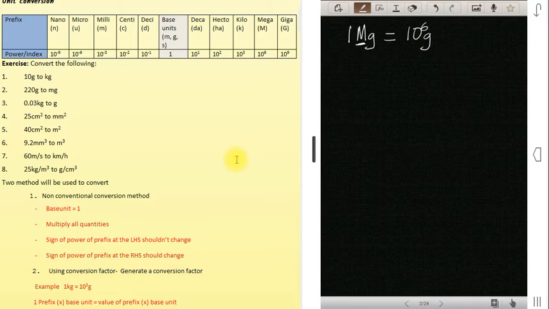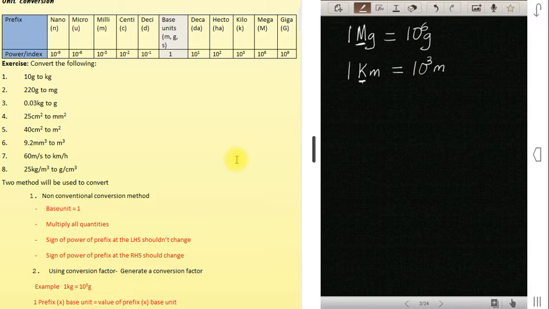If you want to convert from kilometer to meter, for instance, you have to generate the conversion factor by saying 1 kilometer is the same thing as the value of the prefix, that is 10 to the power of 3 times the base unit.